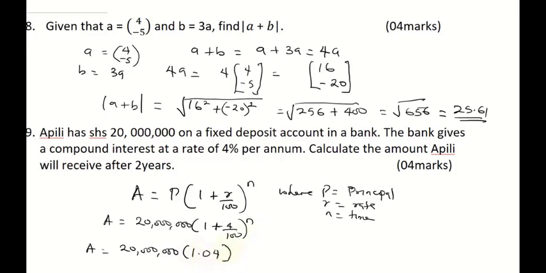Then raised to power n, our n is 2. When you punch this on your calculator, you are going to get 21,632,000. So this is the amount you will get after 2 years. Another way you can solve this question is to solve the simple interest, then add your interest to the capital and use it to solve for the consecutive second year.